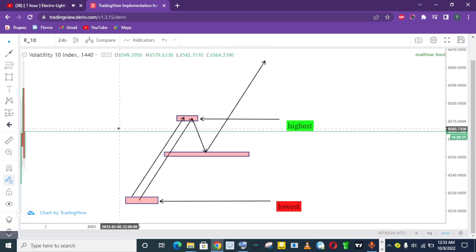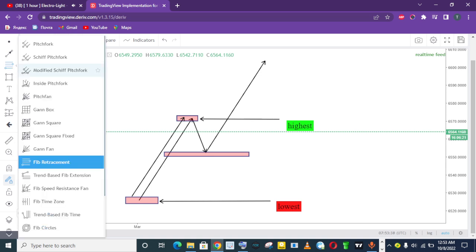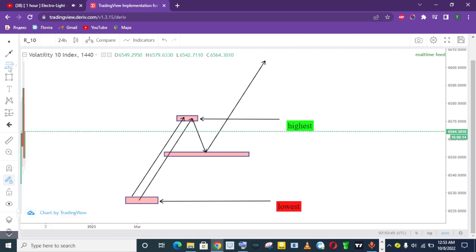So let's apply our fib retracements, as you can see, guys, here. As I told you, here is the fib retracements. We've got different tools: fib time zone, fib speed resistance. So I'm going to take this fib retracement here. We just attach it from this highest point, the highest point of the impulsive move. Then you stretch all the way down.